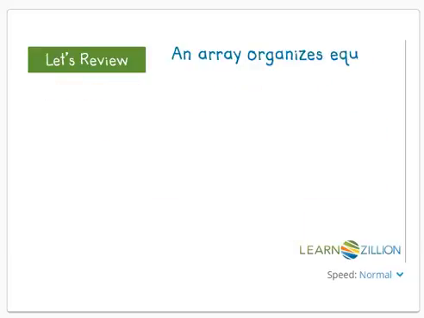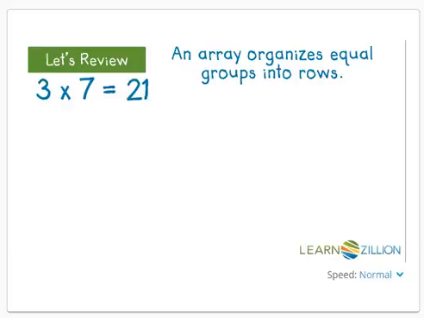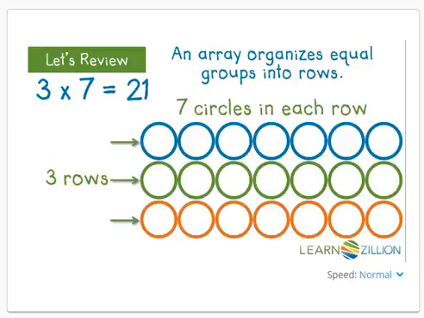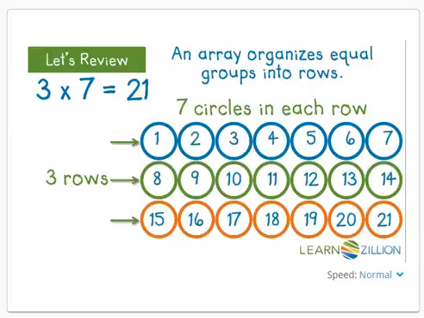We also know that an array is an arrangement of equal groups. Each group is in its own row. The rows go across the array. This array has 3 rows with 7 circles in each row. The array shows 3 times 7, 3 equal groups of 7 circles. There are 21 circles in all. 3 times 7 equals 21.